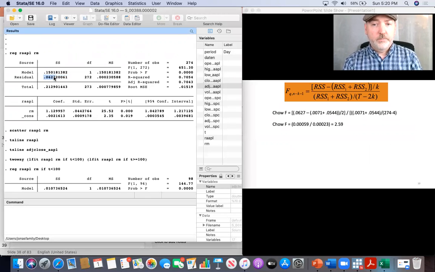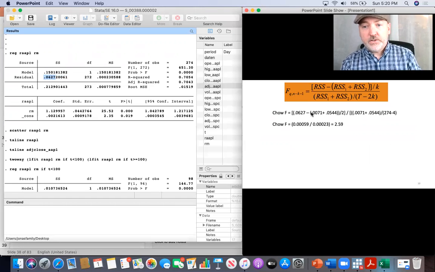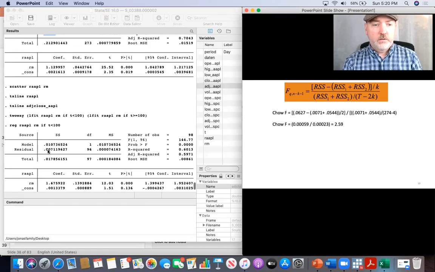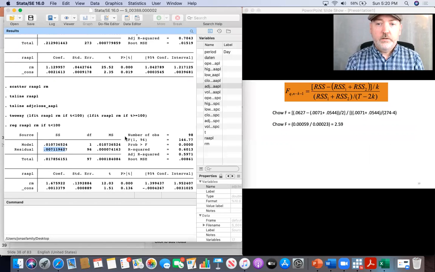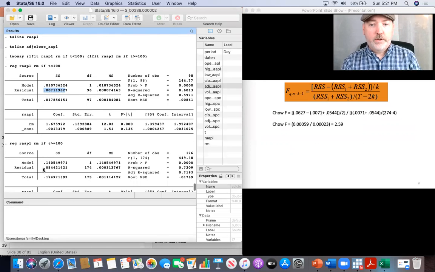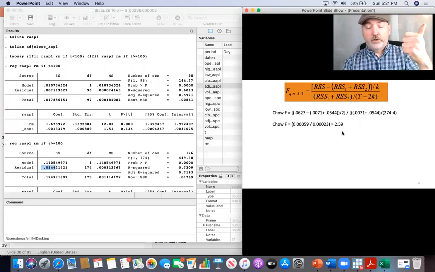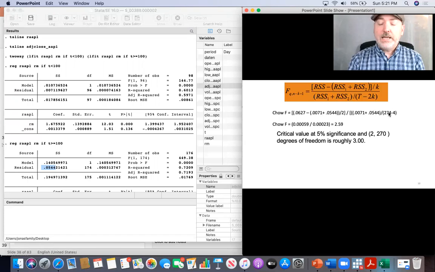the 0.0627, so that's what we get here, minus the sum of the 0.0071, that's the RSS1, plus, scroll down, the 0.0544, the RSS2, divided by 2, right? Because we just had one intercept and one slope, all divided by the same sum here, RSS1 plus RSS2, over n minus 2k. So here, 274 minus 4. We do some calculations, and we come up with a value of 2.59.